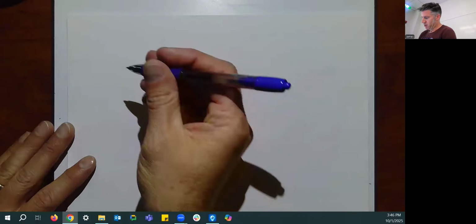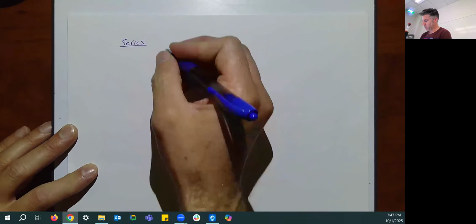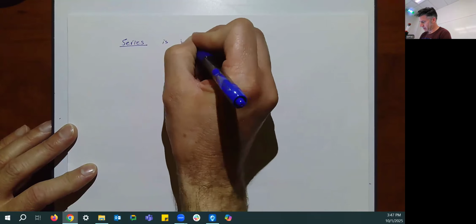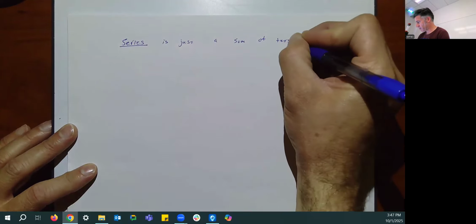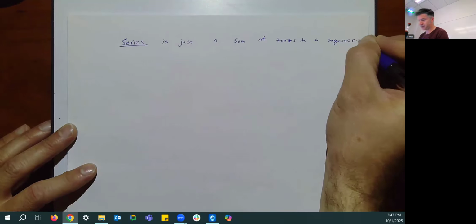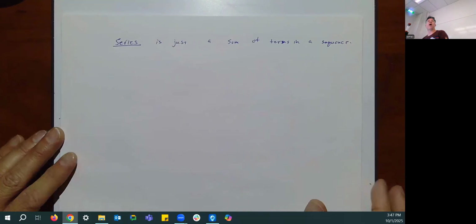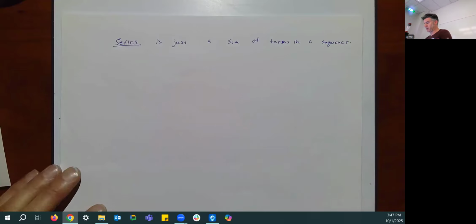So let's say, first of all, a series is just a sum of terms in a sequence. And we are often concerned with whether or not a series is convergent or divergent. That's usually what we're getting at towards, even if we haven't quite started there. Let me see one thing here. So let's look at some examples.